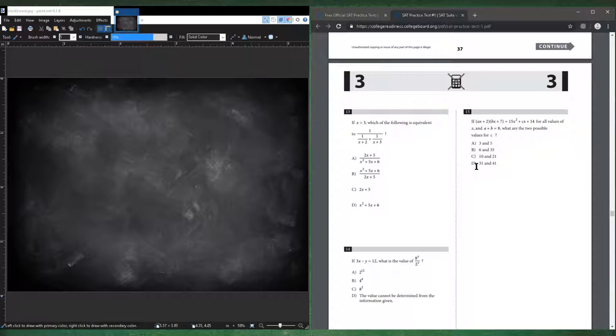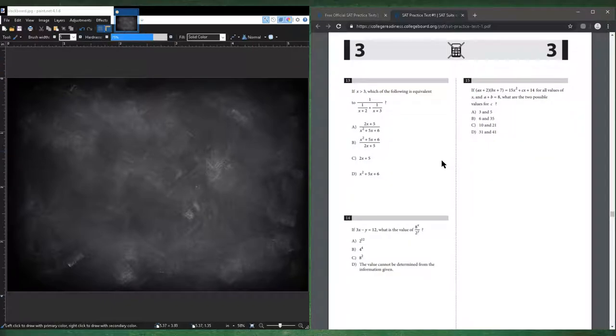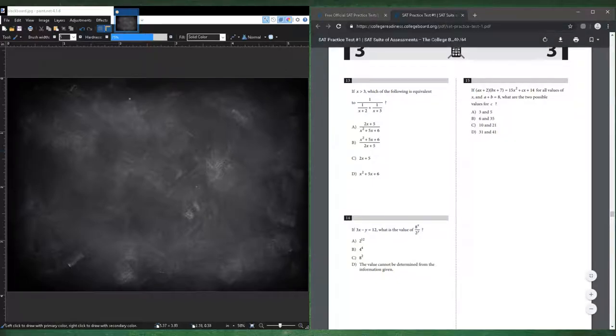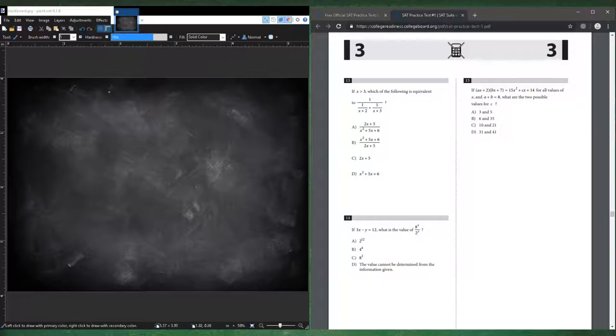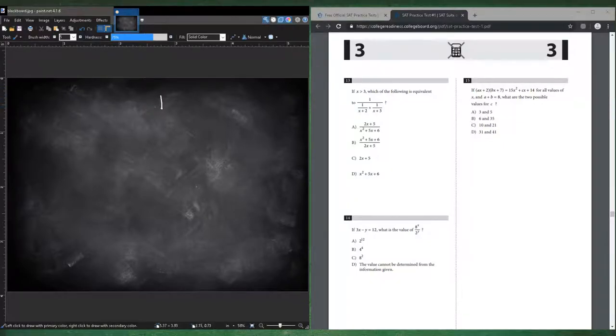If x is greater than 3, which of the following is equivalent to 1 over x plus 2 plus 1 over x plus 3? What you need to do here is make a common denominator. Right now we're just going to focus on the denominator. So you have 1 over x plus 2.